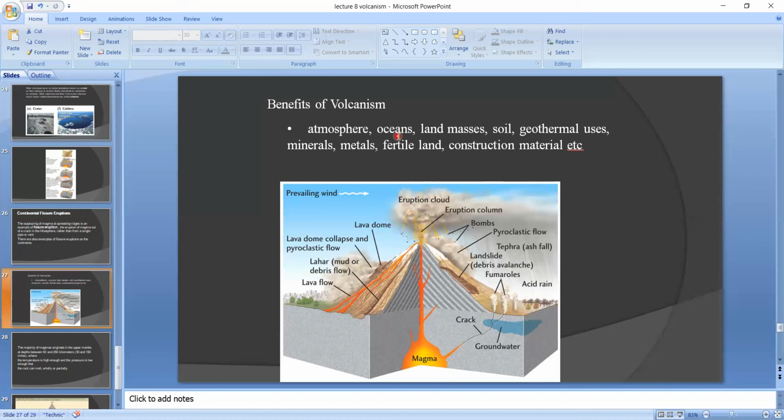And if we talk about the earlier stages of life on Earth, when Earth was forming at that time, the first atmosphere was comprised of nitric gases, sulfuric gases, ammonia, etc., which came from the volcanoes.